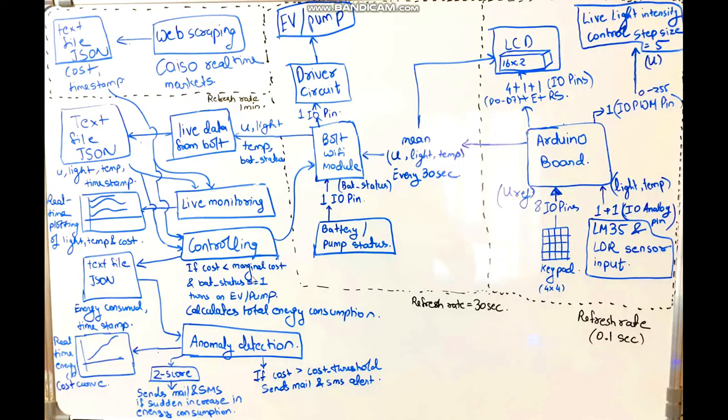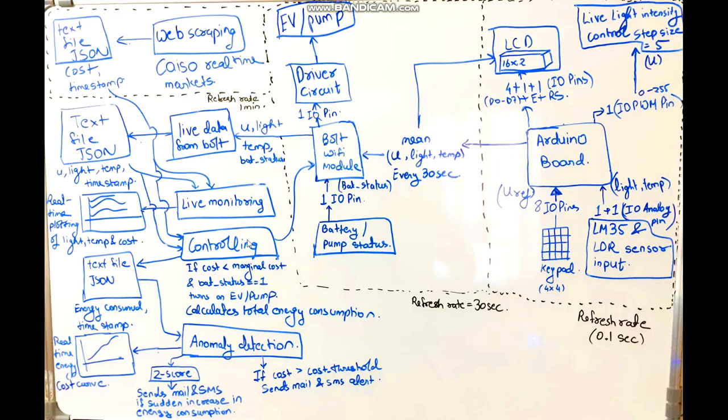So basically, three functions. It calculates the cost. It calculates the energy by adding all the parameters. It sends the command to activate the electric vehicle or pump, and it saves a JSON text file showing the energy consumed.